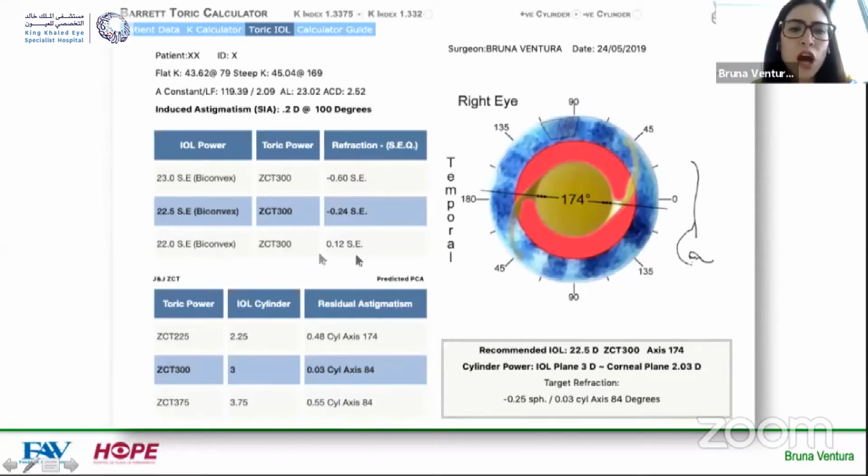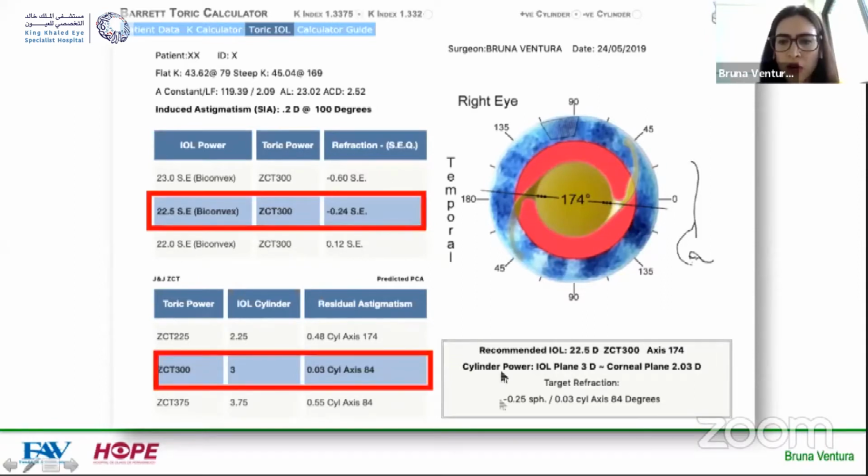The top here also shows the sphere of the lens that we're going to use. So we see how in this patient, for example, if I implant a 22.5 diopter ZCT 300, the spherical equivalent expected after surgery is 0.24 with 0.03 cylinder of residual astigmatism. Here we see where we're planning our incision for this patient that we put in the calculator on the screen before, and where it suggests we align this lens. It's suggesting we align the lens at 174 degrees.